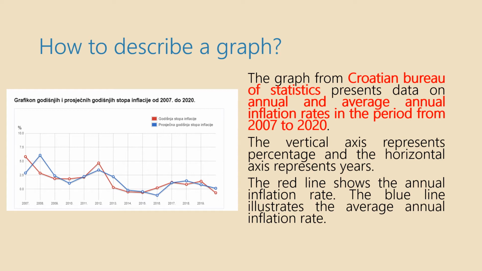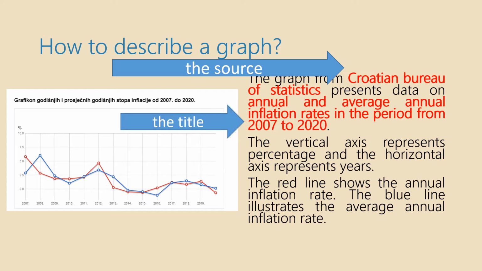There are two very important pieces of information here marked in red. The first one, Croatian Bureau of Statistics, is the source. Always name the source. Also, it is important to say the title of the graph because it usually explains what the graph actually represents. In this case, the graph presents annual and average annual inflation rates in the period from 2007 to 2020.